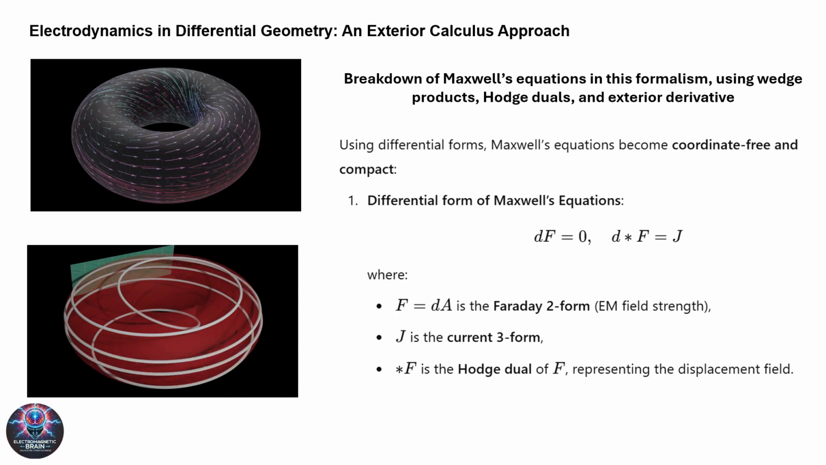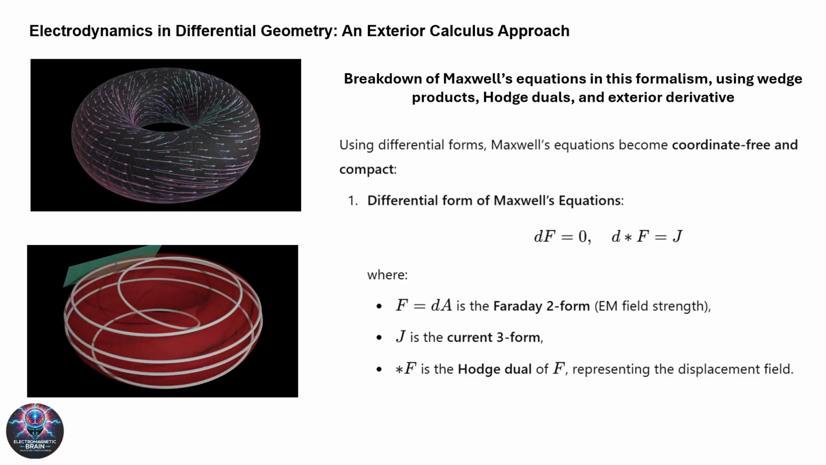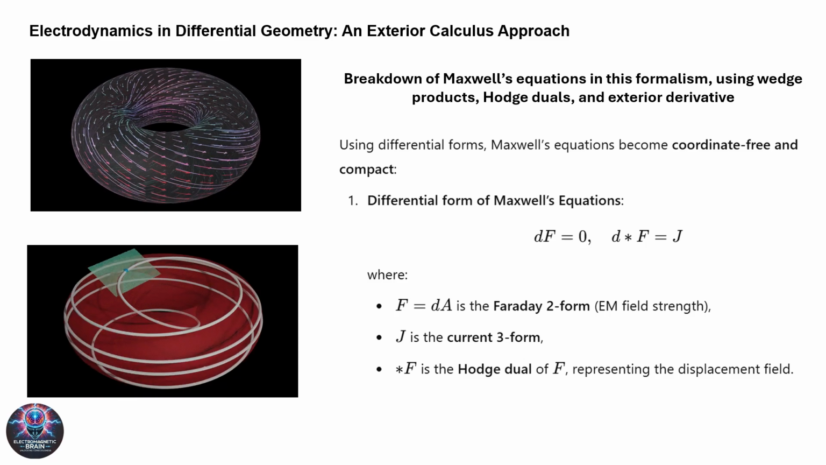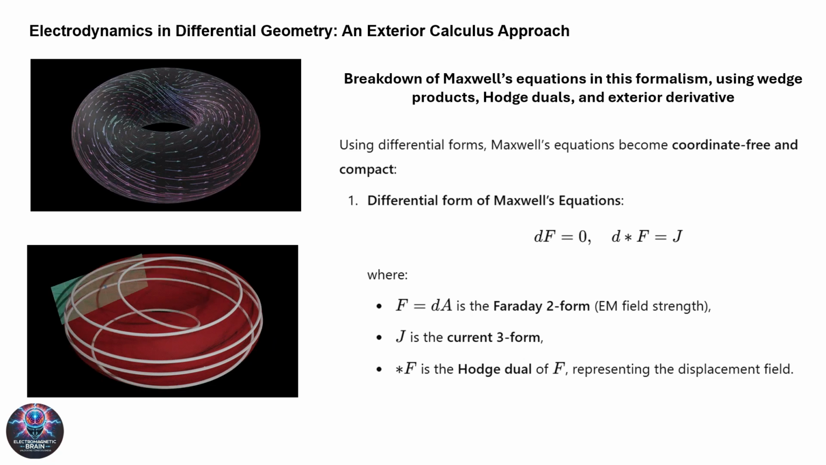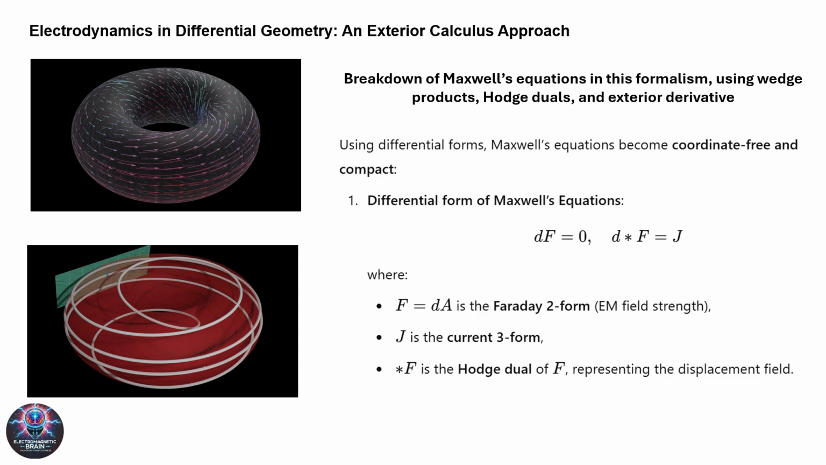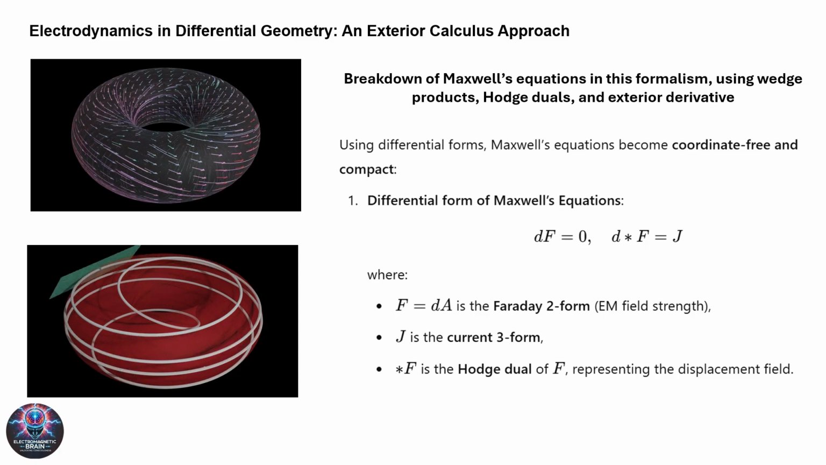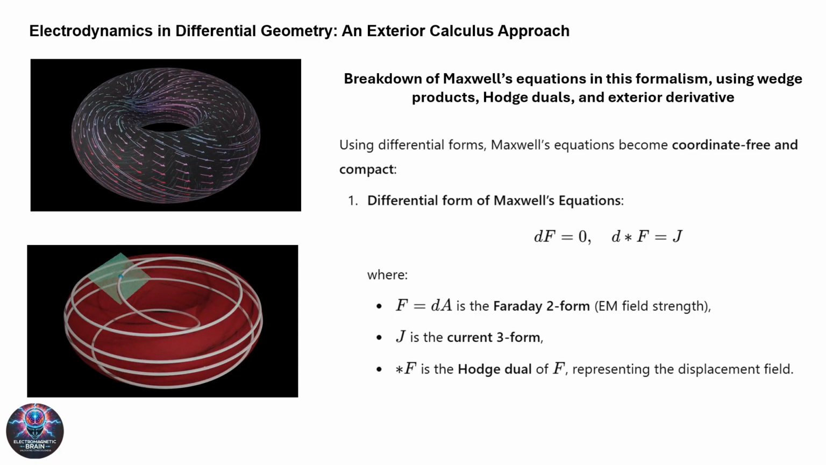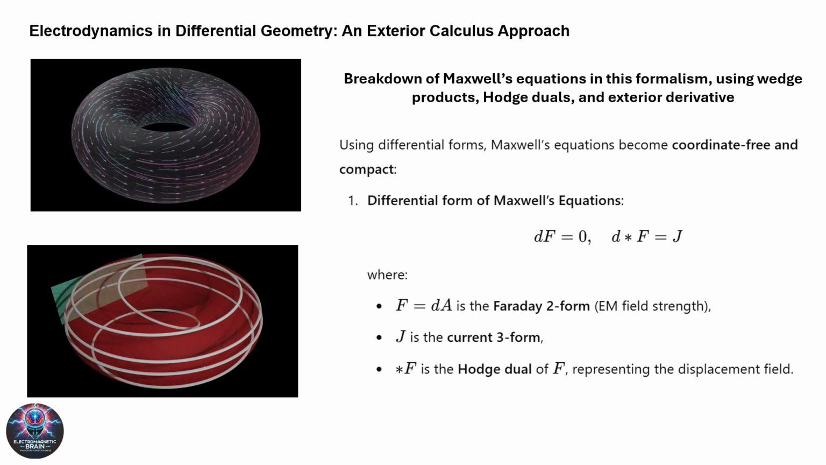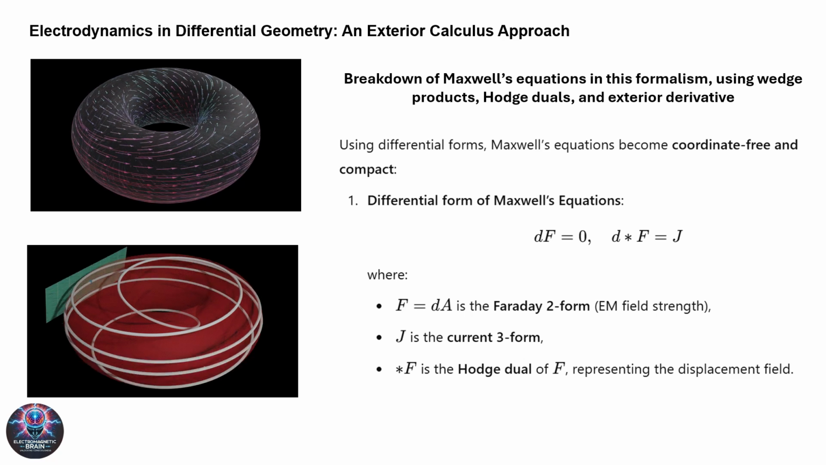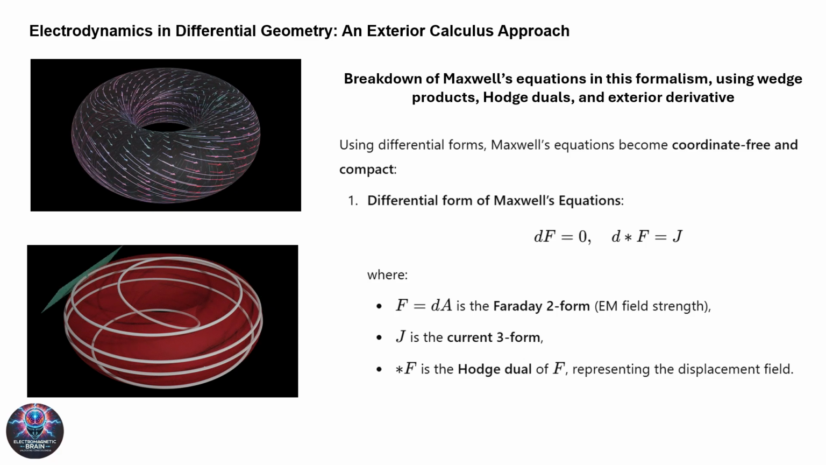The first, dF = 0, encodes the homogeneous Maxwell equations, Faraday's law of induction and the absence of magnetic monopoles, stating that the exterior derivative of the Faraday 2-form F vanishes. The second equation, d*F = J, represents the inhomogeneous Maxwell equations, relating the Hodge dual of the field strength tensor to the current 3-form J, which accounts for charge and current densities.